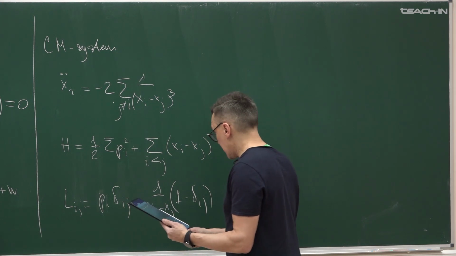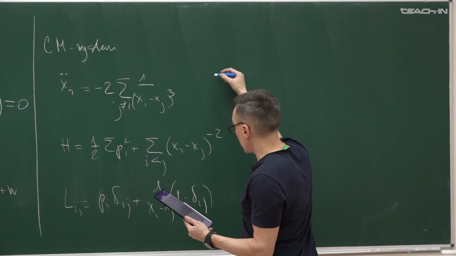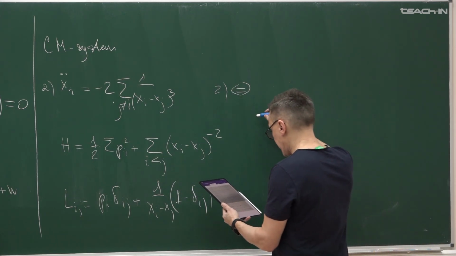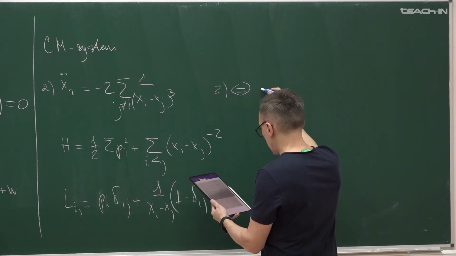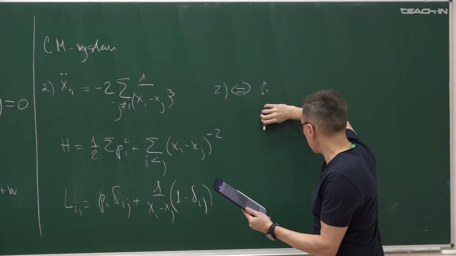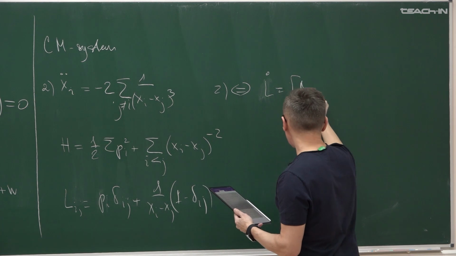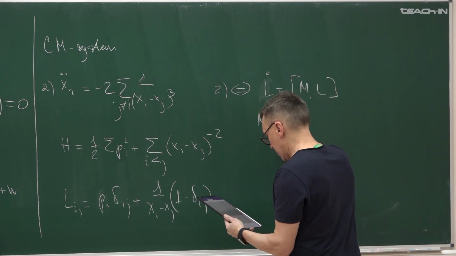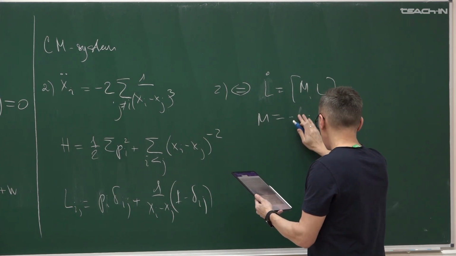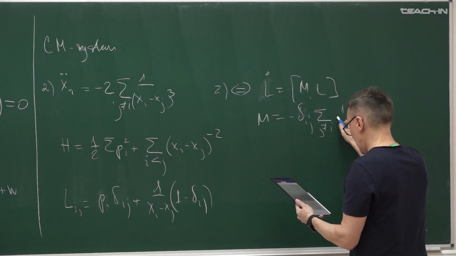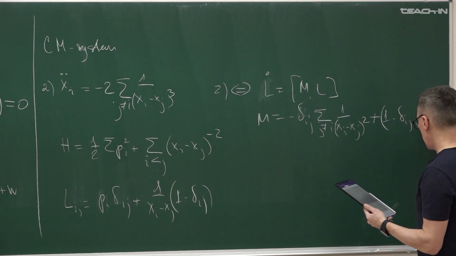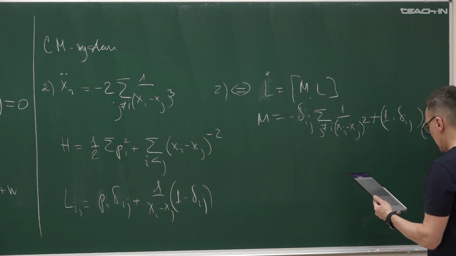And so the Lax representation here means that this equation is equivalent to the equation L dot equals [M, L], and I need M, which is minus delta_ij times a sum over j of 1 over (x_i minus x_j) squared, plus (1 minus delta_ij) over (x_i minus x_j) squared.